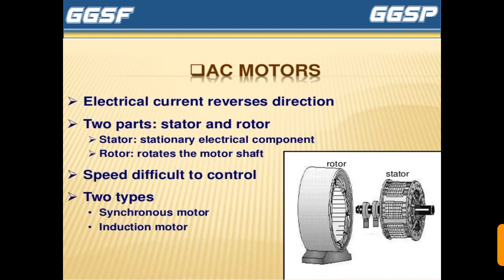Electrical current reverses direction in an AC motor. The two parts of AC motors are the stator and the rotor. The stator is the stationary electrical component and the rotor rotates the motor shaft. Speed is difficult to control. There are two types of AC motors: synchronous motor and induction motor.